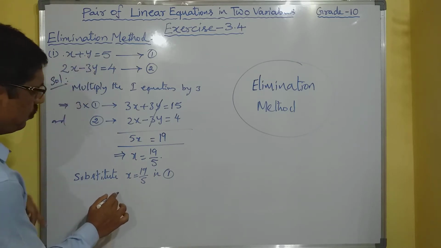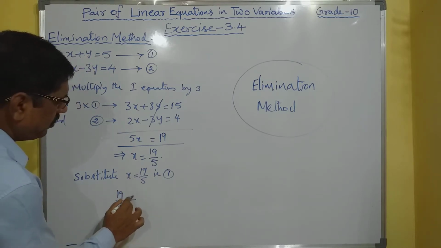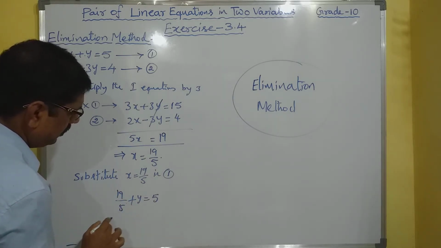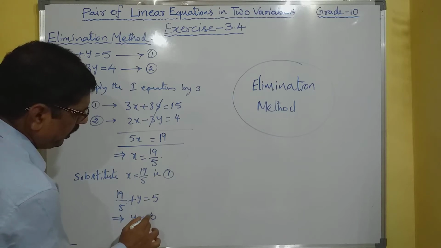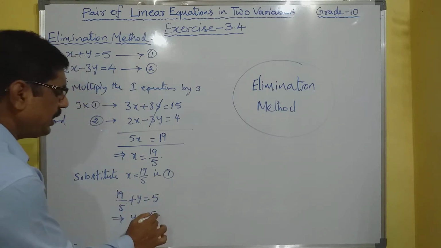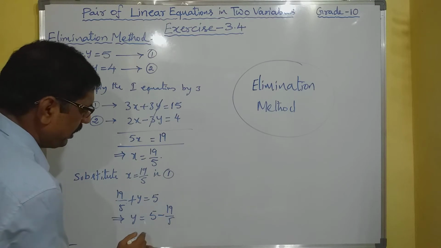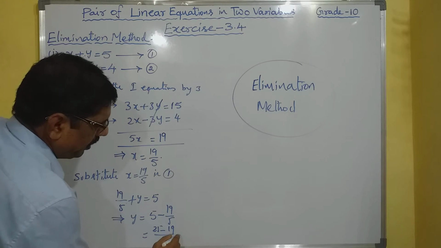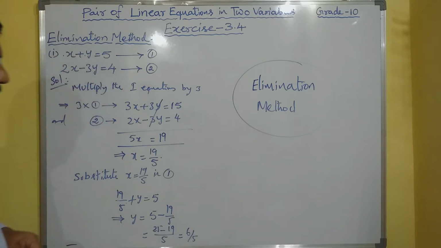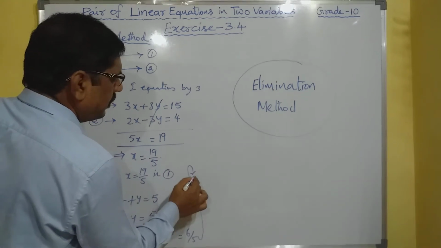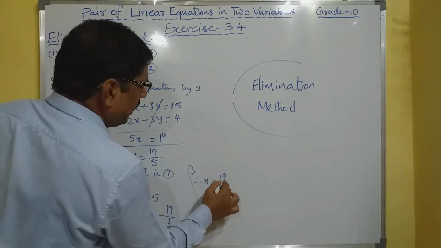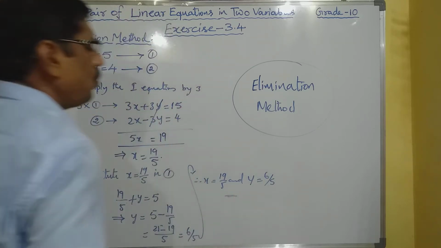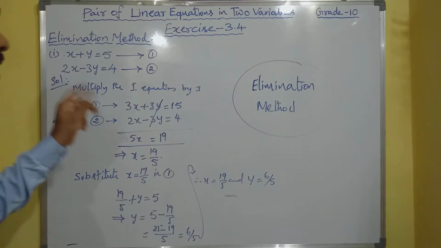So x plus y is equal to 5. The x value is 19 by 5, plus y is equal to 5. This implies y is equal to 5, and if you transpose 19 by 5 to the RHS, we get minus 19 by 5. 5 fives are 25, minus 19, by 5. So we get 6 by 5. Therefore, finally we can write, x is equal to 19 by 5 and y is equal to 6 by 5 is the solution for the given pair of linear equations.